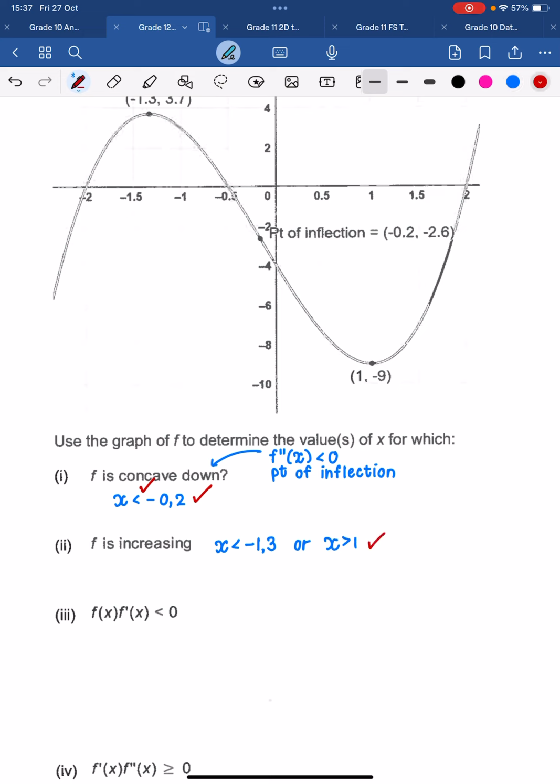This will be a 2-mark question as well. They will give 1 mark for the values and 1 mark for the symbols.